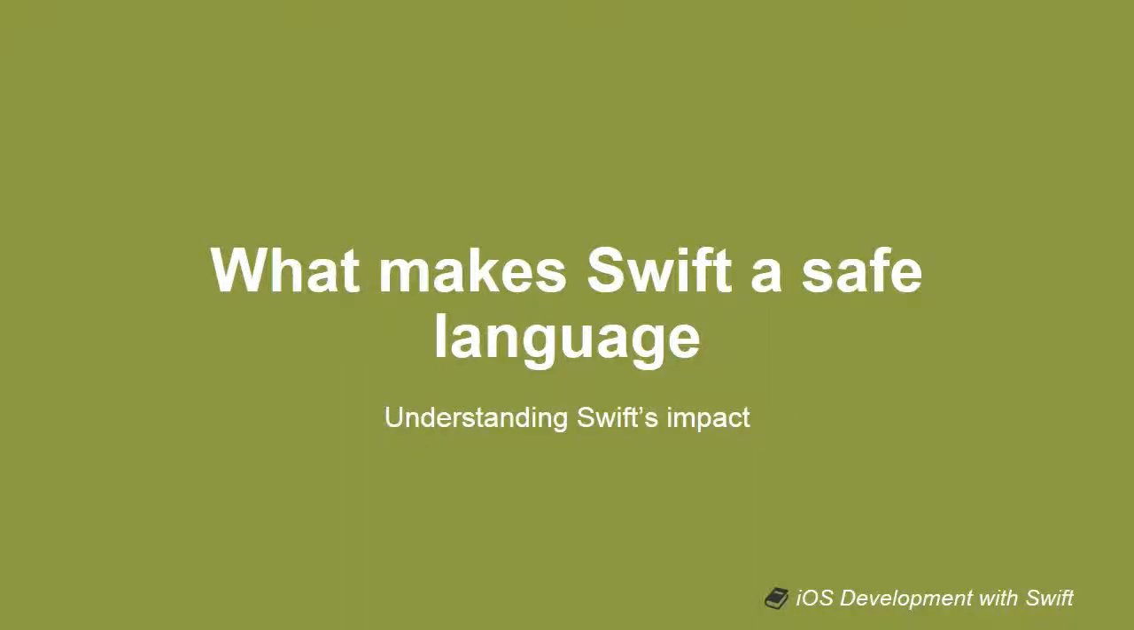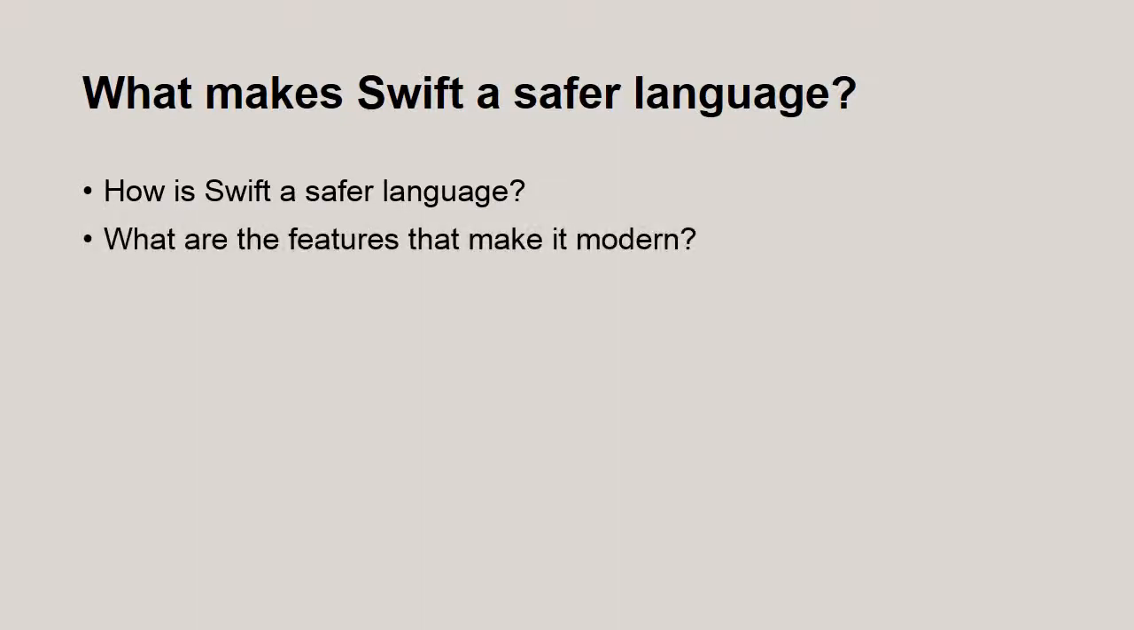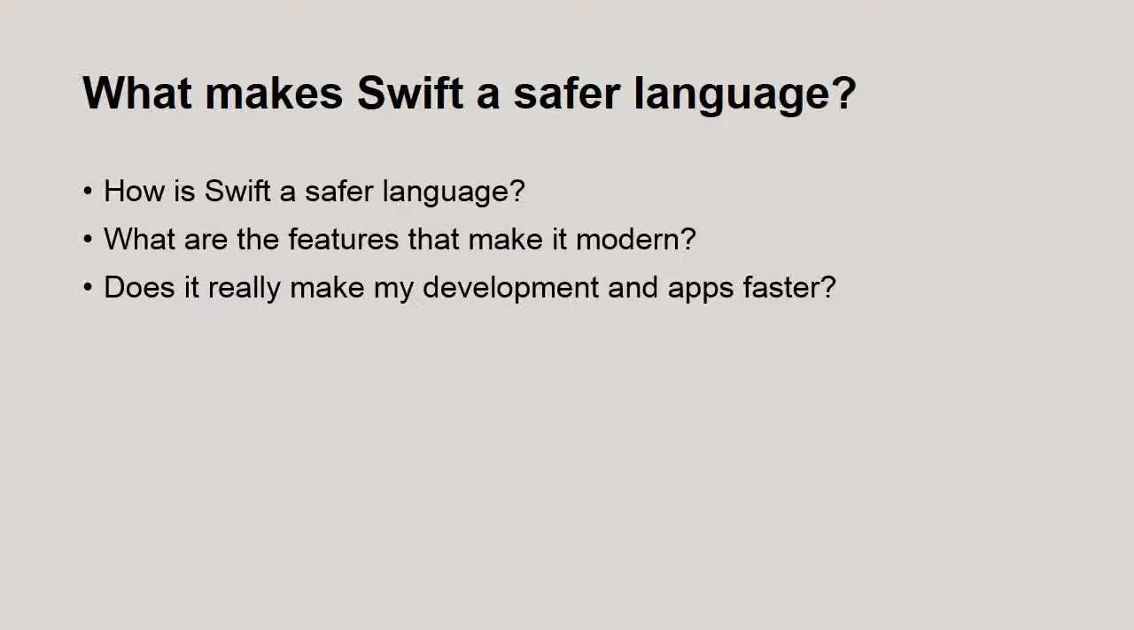What makes Swift a safe language? You may have some questions at this point. How is Swift a safe language? What are the features that make it modern? And does it make my development and apps faster? Answering these questions is the focus of the rest of this chapter. I'll walk you through some of the language and tooling features that have made it possible to achieve Swift's goals.